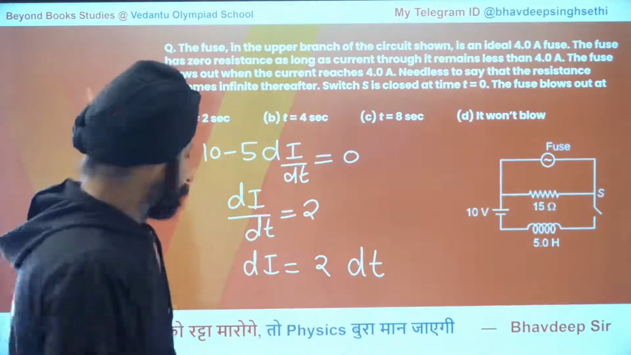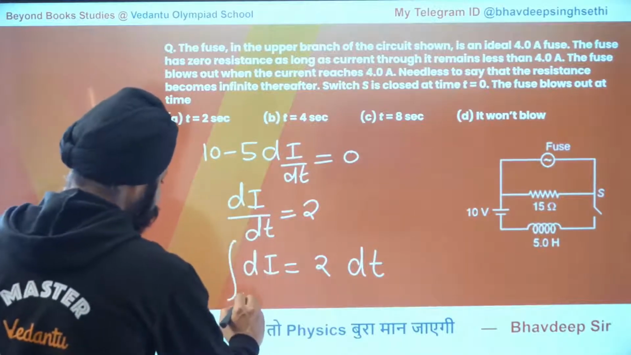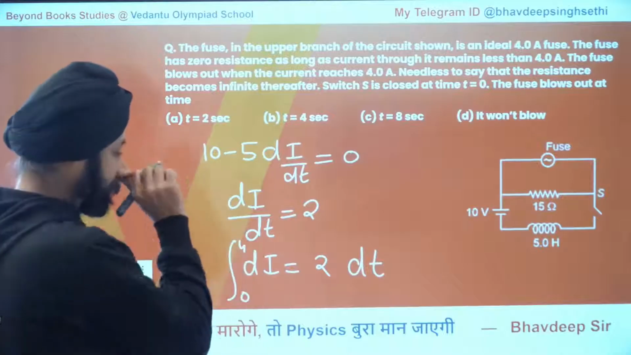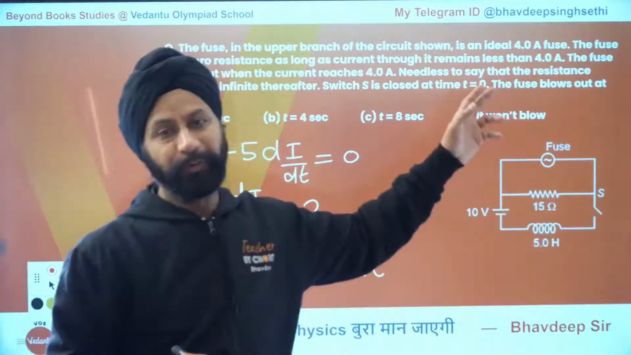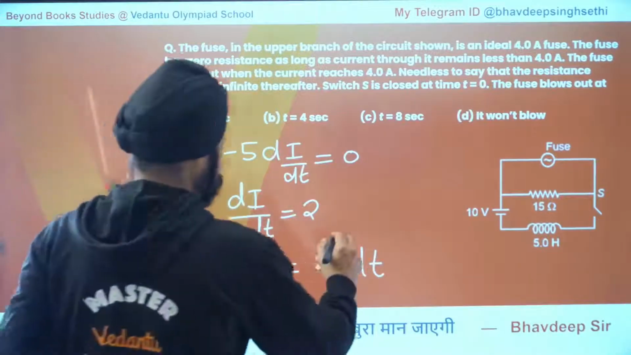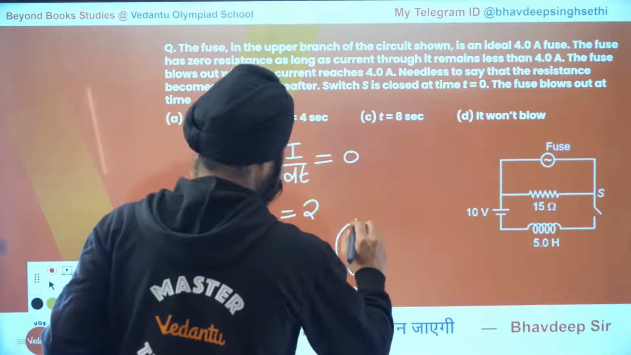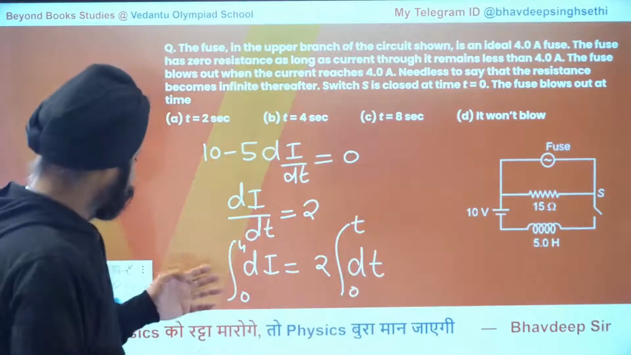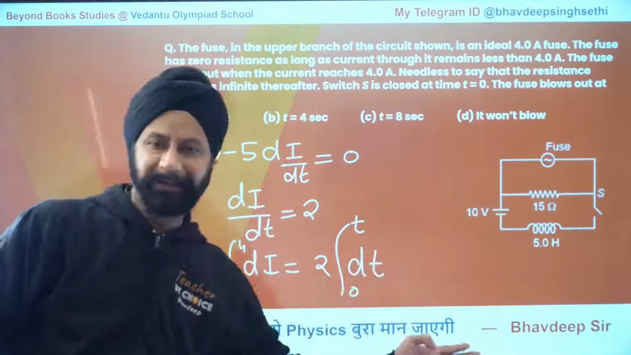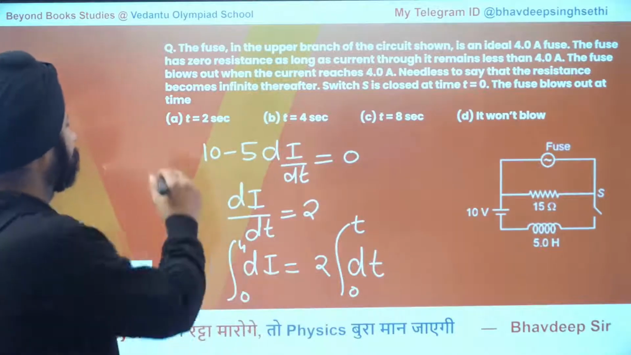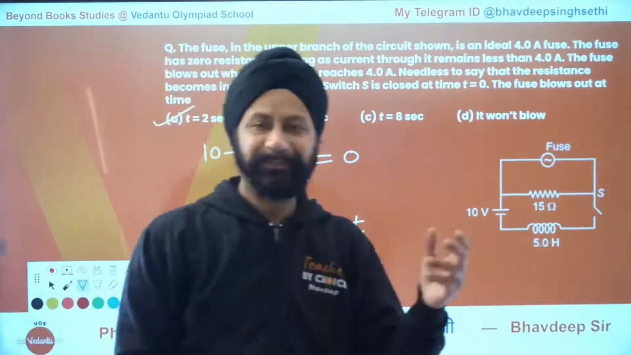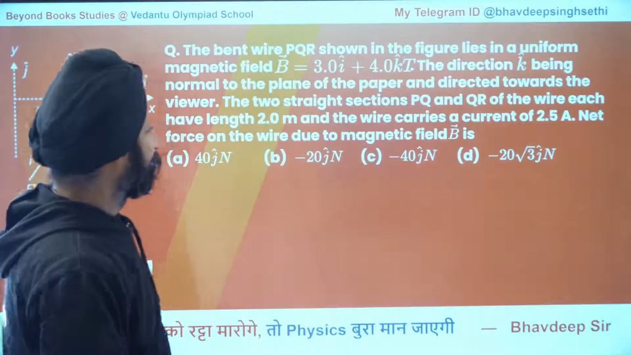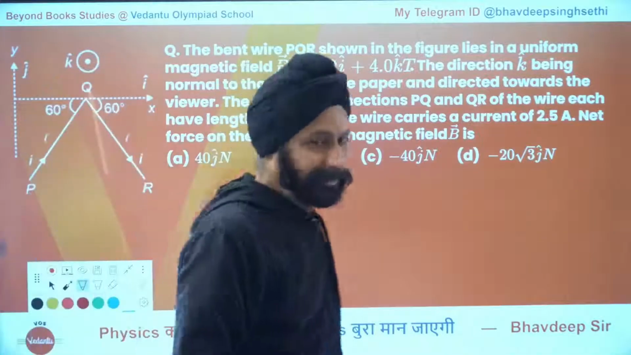Now you integrate with the limits from 0 to 4, isn't it? Because you are starting with 0 amperes, you want to reach 4 amperes. Integrate this from 0 to t, and you have to find t. Now I don't really have to tell you, this is 4 is equal to 2t. So t is 2 seconds. As simple as that. So the next question here is, again, I love this question.